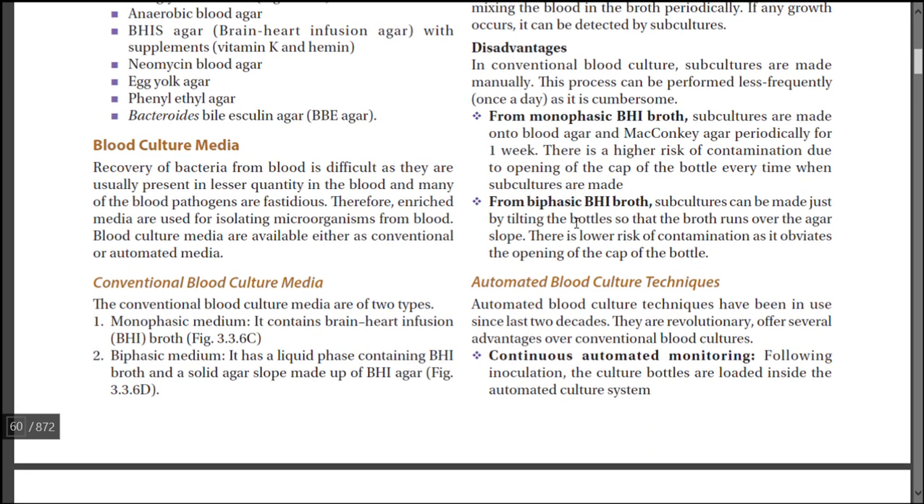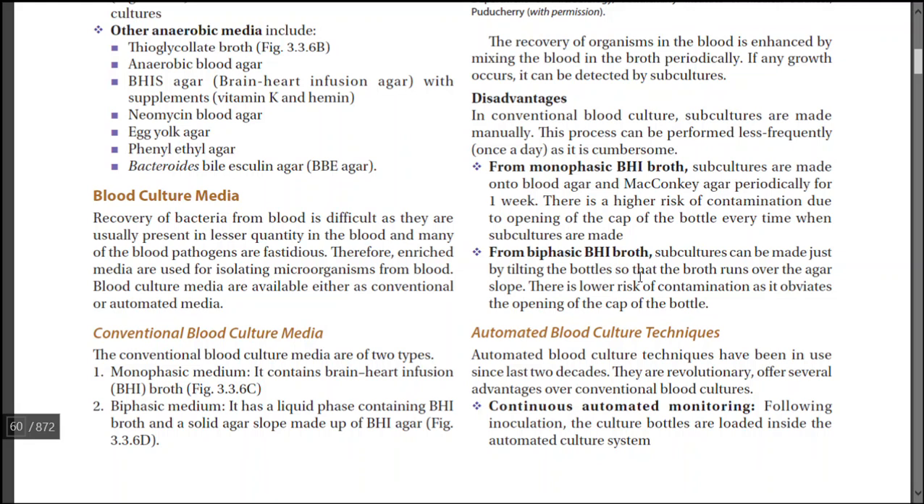From biphasic broth, subcultures can be made just by tilting the bottles so that the broth runs over the agar slope, and there is a lower risk of contamination as it obviates the opening of the cap. So no need to open the cap of the bottle. Thus they are tilted. This is very important: whether the cap is opened or not, and the contamination potential in monophasic BHI broth and biphasic BHI broth might be asked.